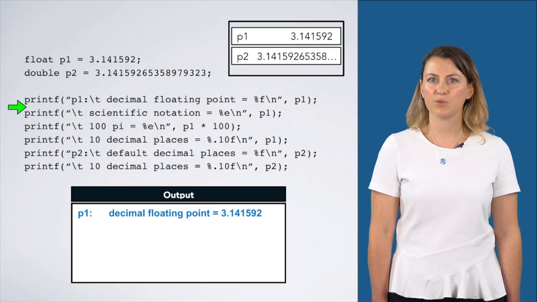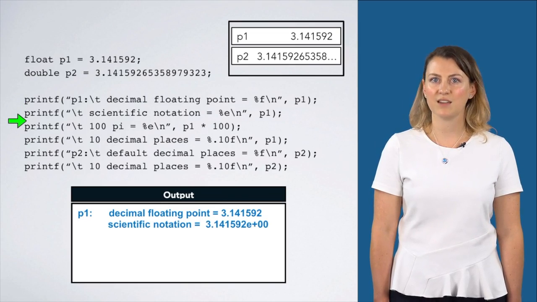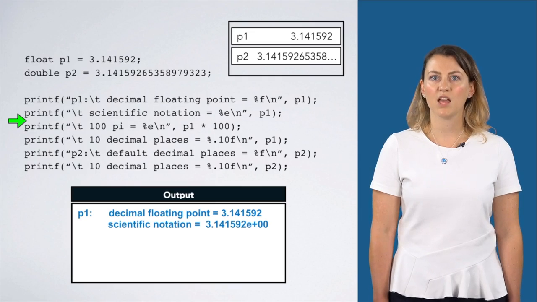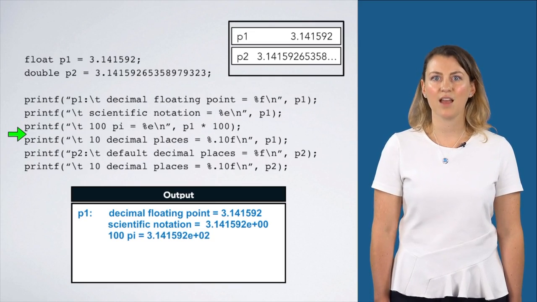The next call has a %e, which means print P1 in scientific notation. Note the e plus 00, which means times 10 to the 0th power, or times 1. If we were to print 100 pi using scientific notation, we would get e plus 02 for times 10 to the 2nd power. Next, we have the format specifier %.10f.